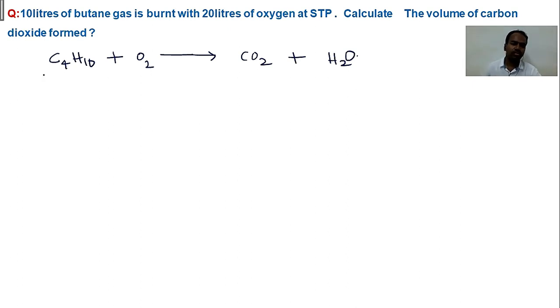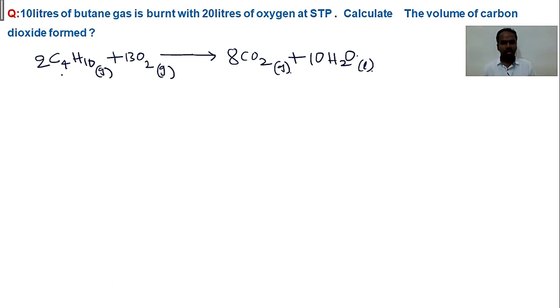This is the equation. Now all are gases here at STP conditions. H2O is in the liquid state and CO2 is the gas. Now balance the equation here. 4 CO2 and 5 H2O. The oxygens on this side become 8 plus 5, 13, so 13 by 2. But these fractional numbers are not allowed. So instead of writing 13 by 2, multiply the total equation by 2. So it becomes 8, it becomes 10. So here 20 hydrogens, 20 hydrogens. Now the equation is balanced.